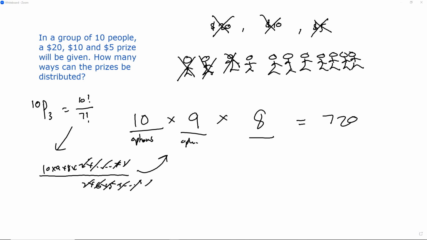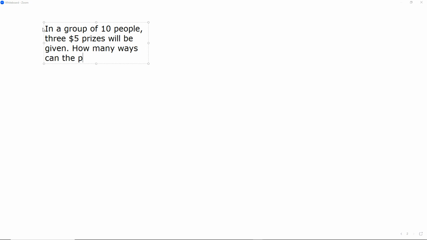All right, let's go to another example now. In the next example, we've got a group of 10 people, and 3 $5 prizes will be given. How many ways can the prizes be distributed? Is the question. How many ways can the prizes be distributed?